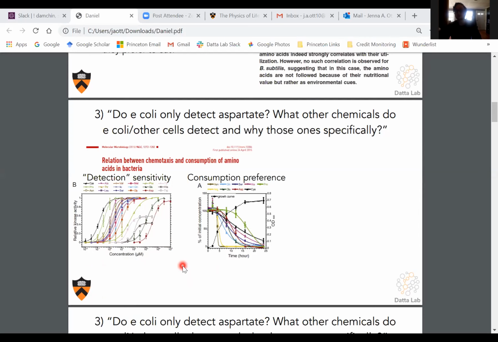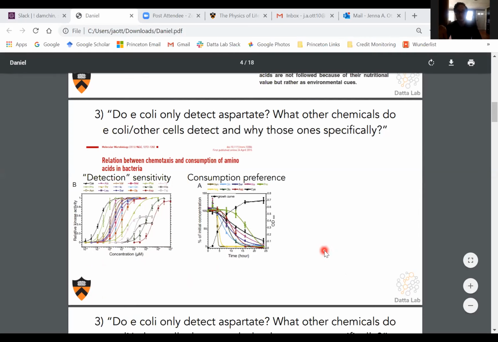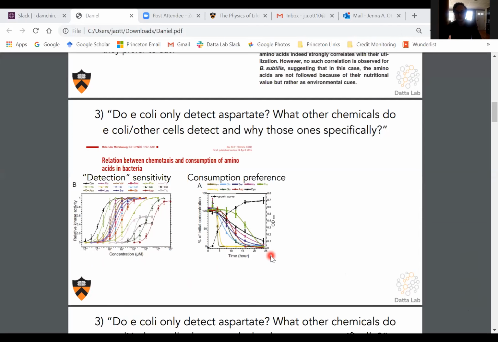And then separately, in a well-mixed environment, they put the same amino acids in a vat with the cells and just watched which amino acids get consumed first. And then they tried to correlate these two to say, are they responding most strongly to the ones they consume first? Which is a claim that was in the Howard Berg paper, but is only really being followed up with here in a quantitative way.